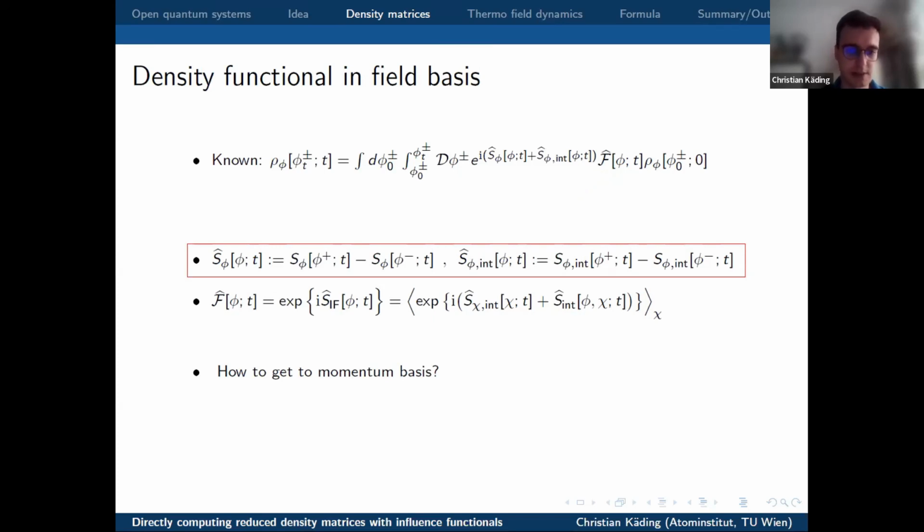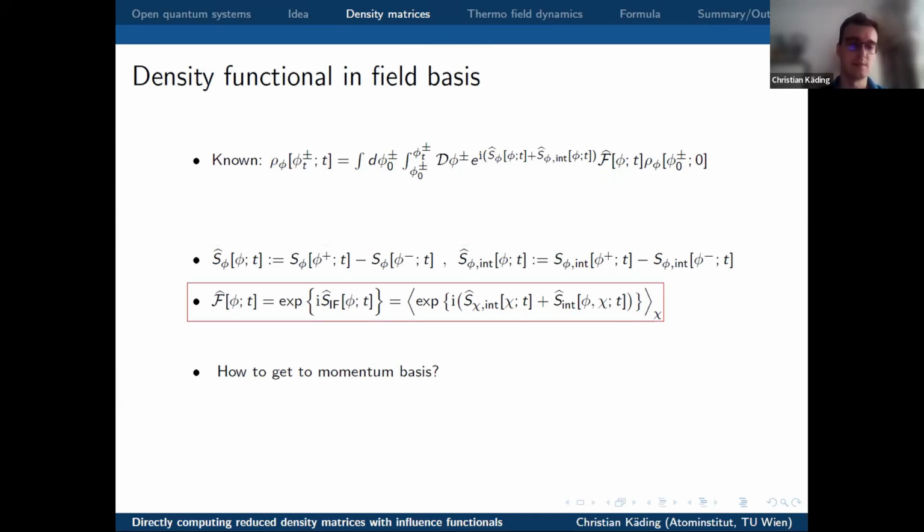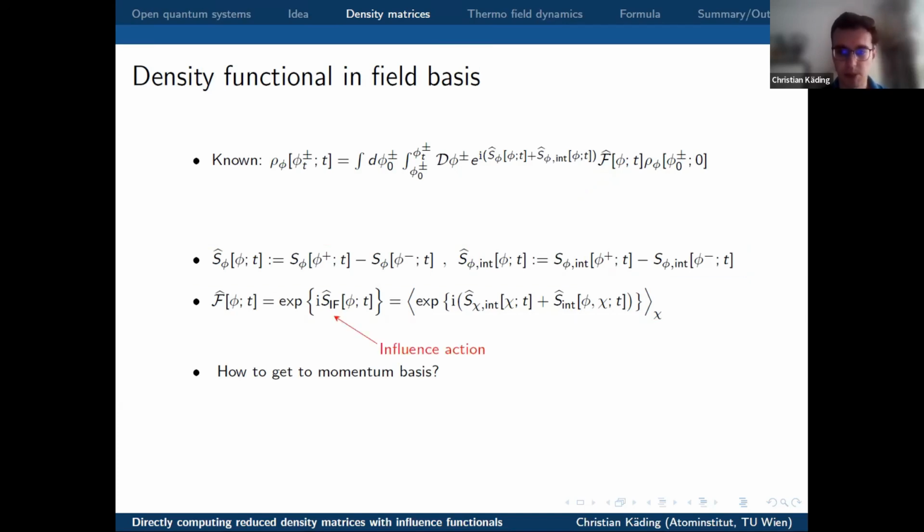I introduced this wide-hat notation here in order to have a different way of denoting that my actions depend on phi plus and phi minus at the same time. And the Feynman-Vernon influence functional in this case is given in terms of this influence action. I can rewrite this in terms of an expectation value with respect to chi. So I trace out some chi degrees of freedom here. And I have the self-interaction for chi, and an interaction between phi and chi. So the question is now, how do I actually get a similar expression in momentum basis? This is not that obvious.